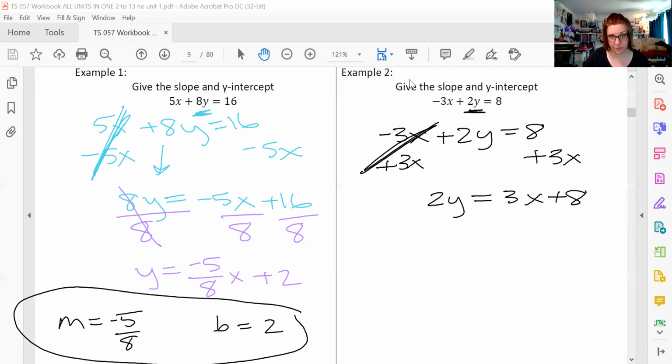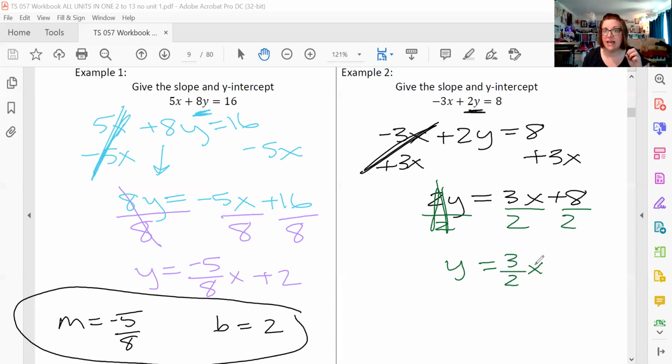And now I need this y by itself. The way that I do that is to divide by 2. But whatever I do on one side of the equal sign, I still have to do on the other. So y is going to equal, and again, I've got a fraction. 3 can't divide by 2 evenly, so I'm just going to leave it as a fraction. That's okay because it's in the slope location, and slope is often a fraction. How about this, though? 8 divided by 2 is 4.